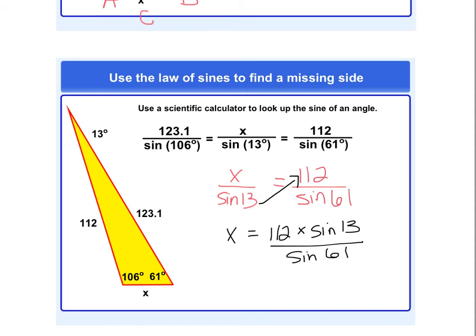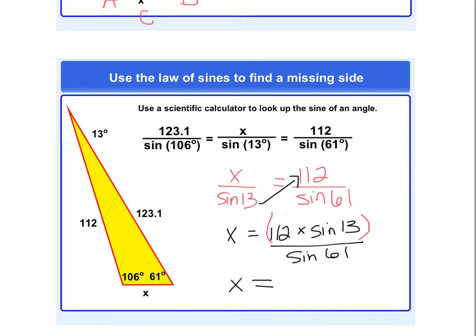It's best if you do this all in one step in your calculator so that we don't have rounding problems. You will just round at the very end. So when you're doing this in your calculator, it's important that you put brackets around what's on the top. Your calculator needs to know that it's doing this multiplication here first before it does the division. So I'd like you all to take out your graphing calculators and try it. 112 times sine 13 in brackets divided by sine 61.